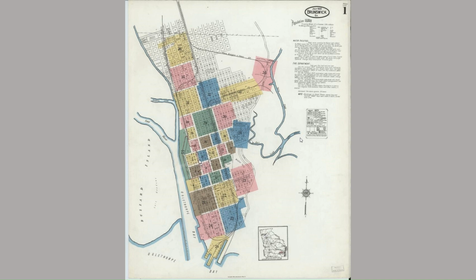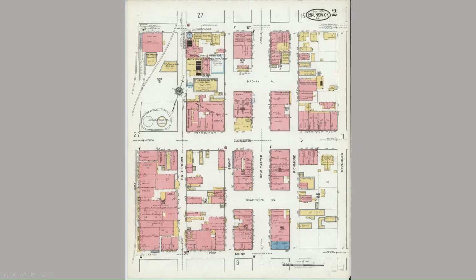So if we were actually looking at the book, we would go to the next page. There it is. And there'd be number 2 right there, square number 2. And this is what we were just looking at in the larger map on the first page of the book. And basically the area that we're looking at now covers F Street to Monk Street and Reynolds Street to Bay Street.